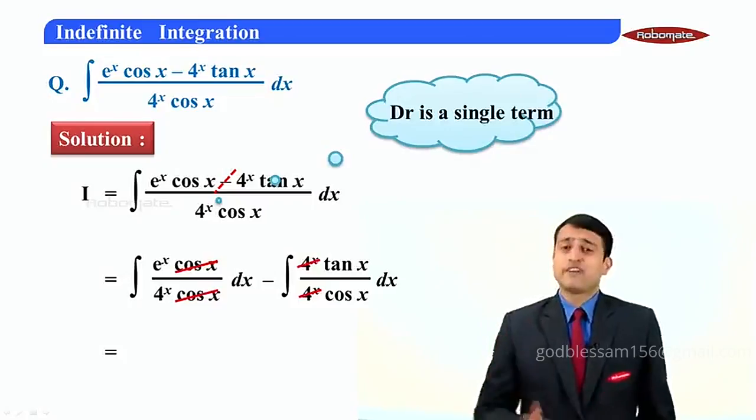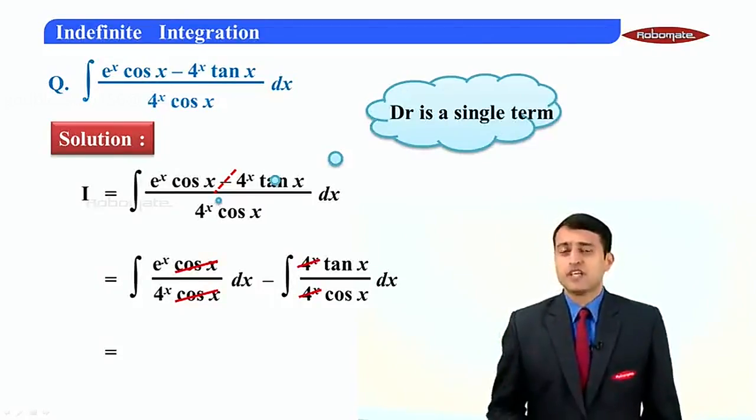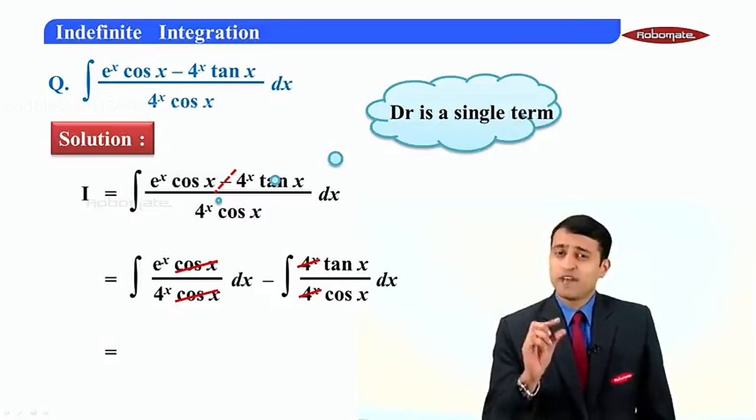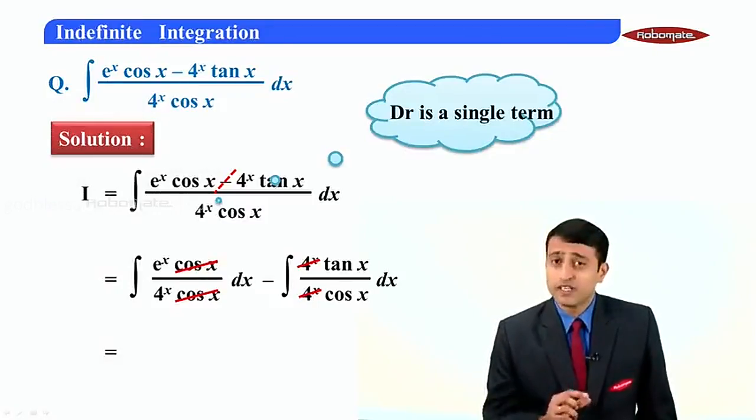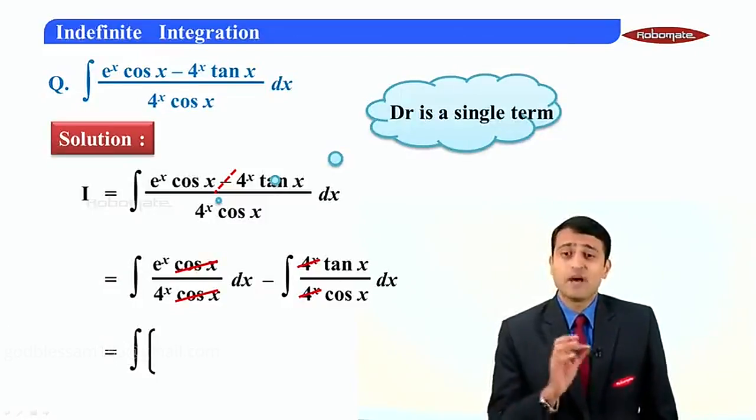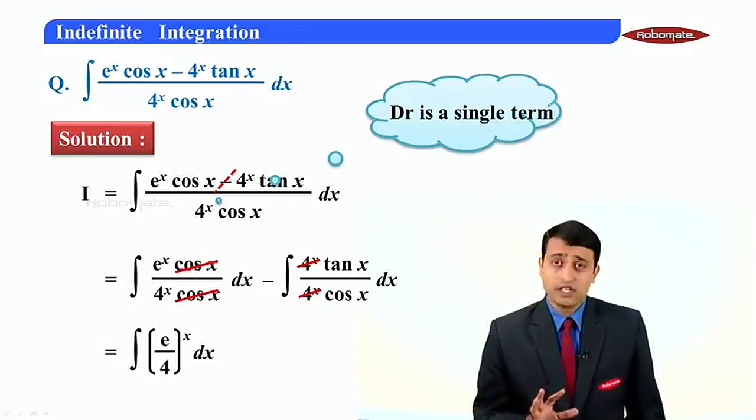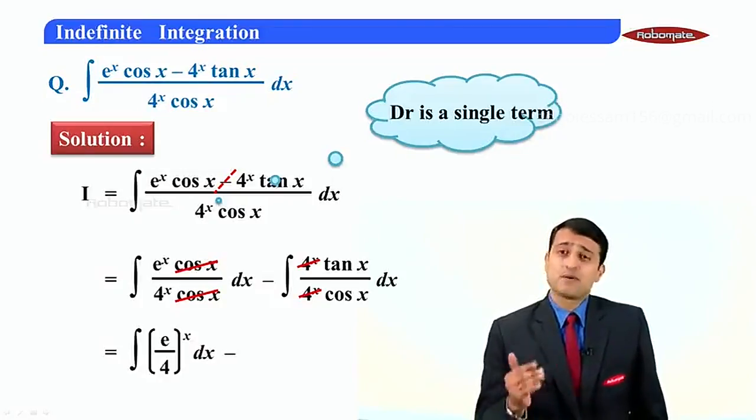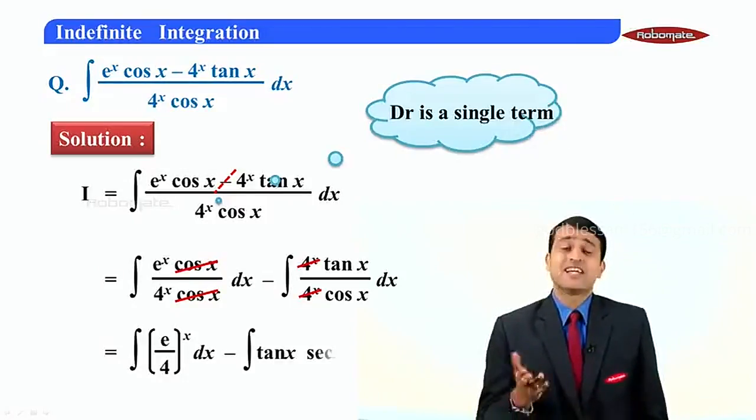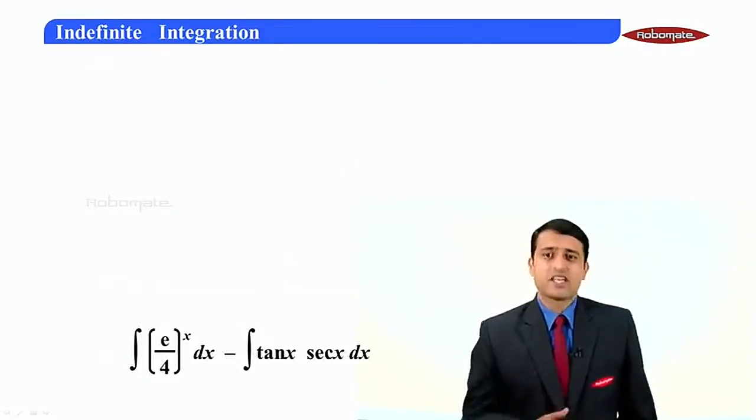What is left in the first integral is e raised to x upon 4 raised to x. Can I say both of them have the same term in the exponent, that is x? So can we write it as integral of e by 4 the whole raised to x? Is that okay with everybody? Likewise, tan x upon cos x can be written as tan x into sec x. Is that okay? Let us see how to solve this.